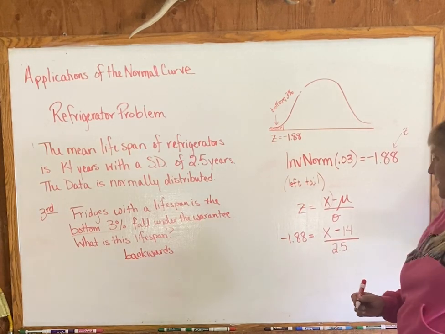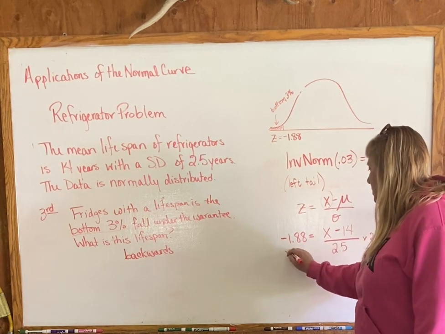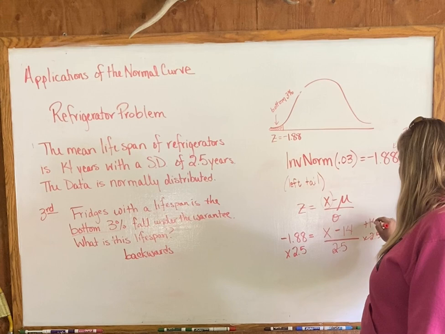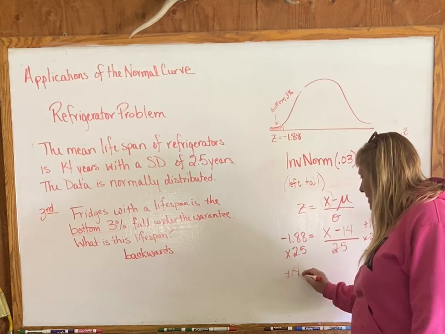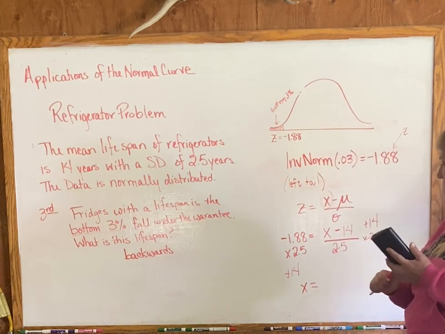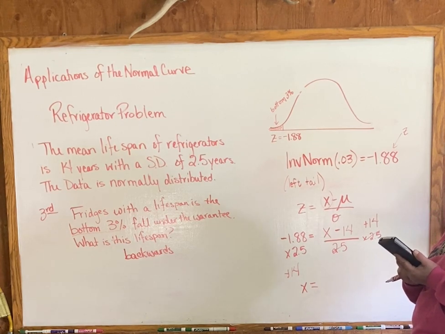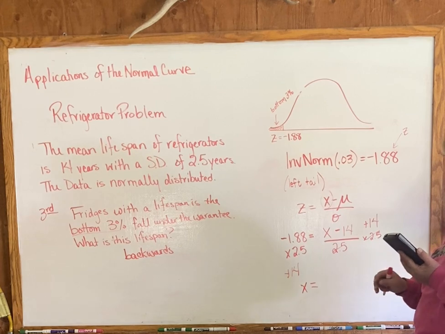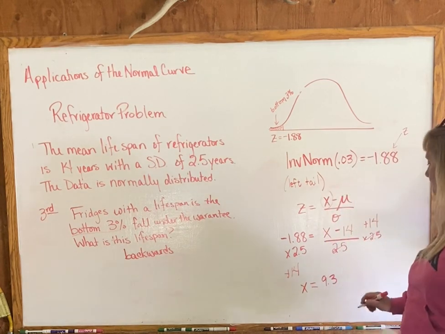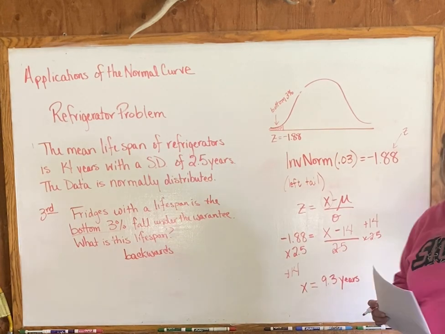Alrighty, and here comes some algebra skills. To get that x alone, we're going to multiply by 2.5, and then we will add 14, and then we will figure out what we got. So multiply first by 2.5 and then add 14. So negative 1.88 times 2.5 plus 14. I got 9.3. And this, we're back in the real world, so we'll definitely label it 9.3 years.